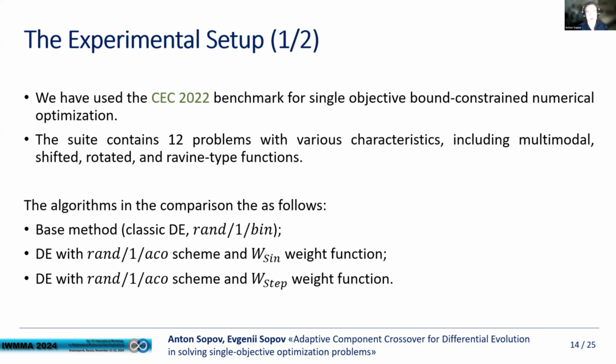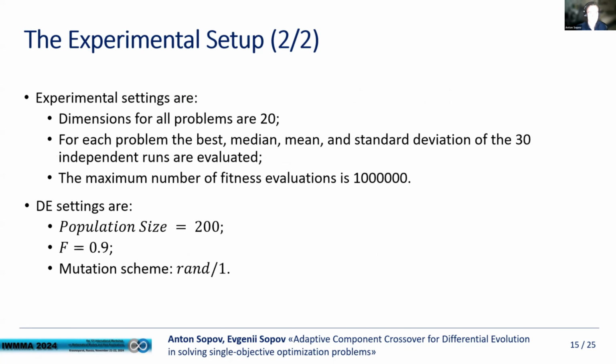So when we have proposed the scheme, we need to test its efficiency. We have used the CEC benchmark, the 22 year. We have proposed the scheme for the basic differential evolution. So we compared it with the rand 1 binary scheme. The dimensionality for those problems was 20.